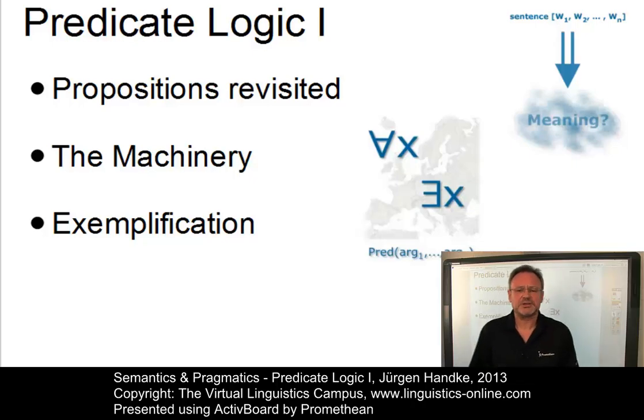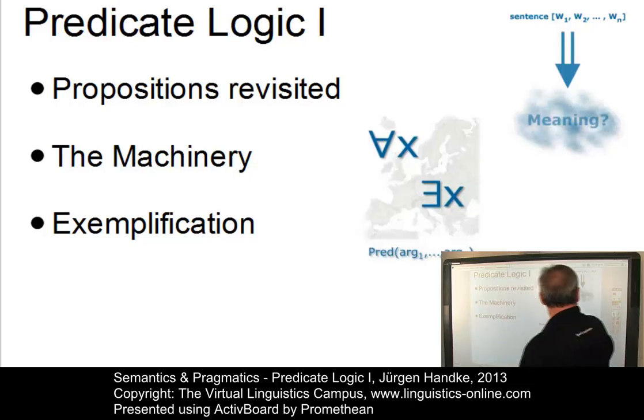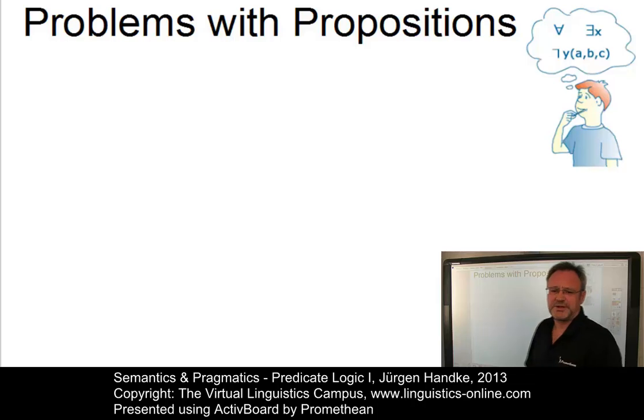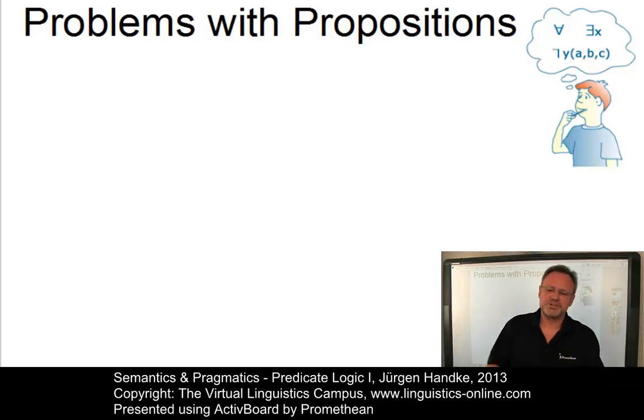But why do we need predicate logic in the first place? Couldn't we say that truth conditional semantics is sufficient for the description of sentence meaning? Well, not really. Propositional logic treats simple propositions as atomic, that is, as if they had no internal structure. However, this assumption limits its usefulness as a tool for the description of meanings.